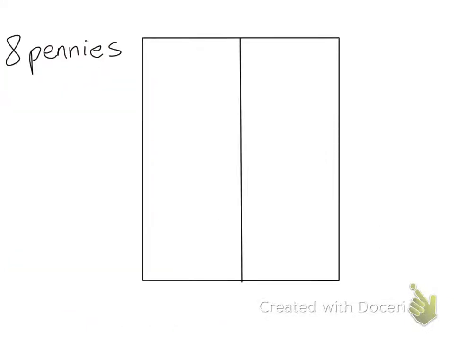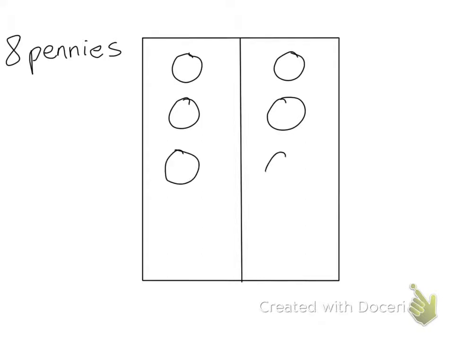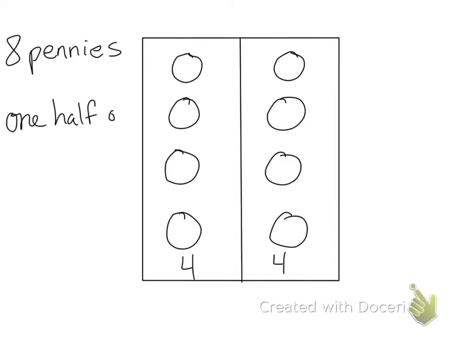Okay. So let's try without the pennies. Here I have 8 pennies, and I want to give my friend half, and I want to keep half. I'm going to use a circle to show each penny. So we have 1 for me, 1 for my friend, 1 for me, 1 for my friend, 1 for me, 1 for my friend, 1 for me, and 1 for my friend. Now I have a total of 8 pennies, and each of us gets 4. So 1/2 of 8 equals 4.